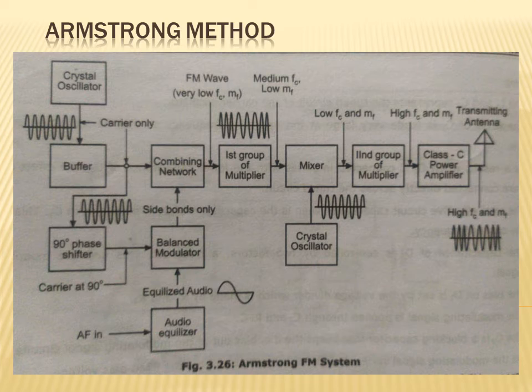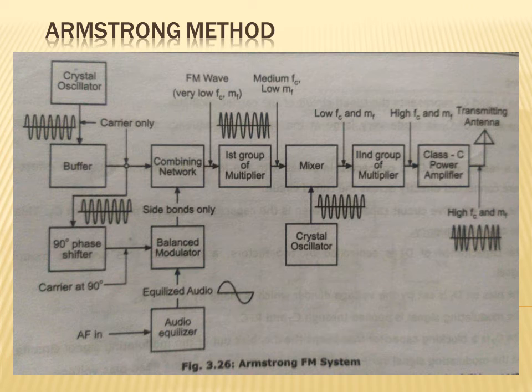The function of this class C power amplifier is to increase the strength of the power of the signal. That is, it increases the strength and power of the signal, and this is given to the antenna for the transmission purpose. So this is the explanation for the Armstrong method.